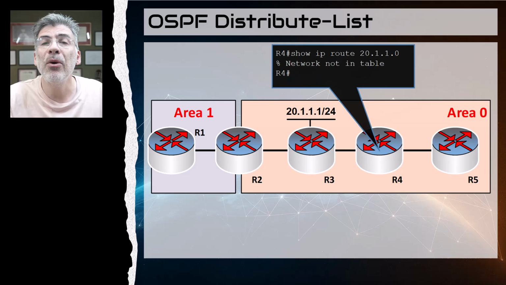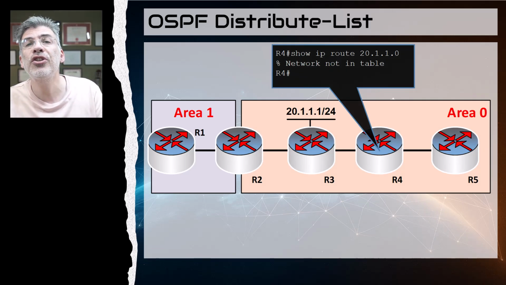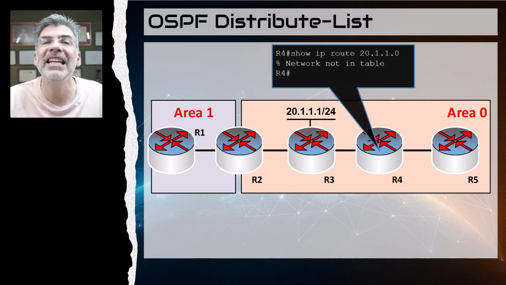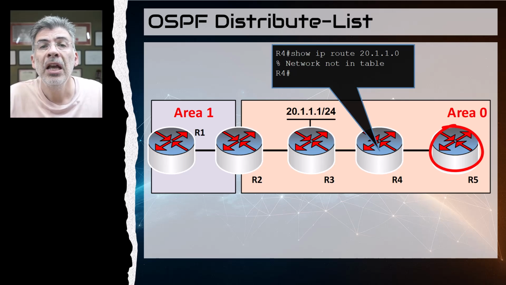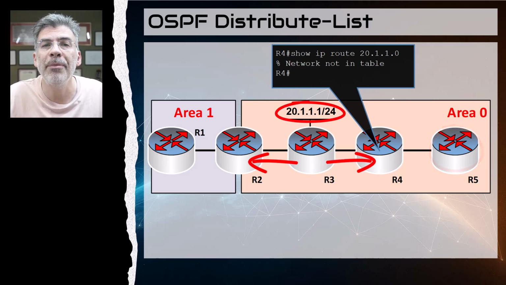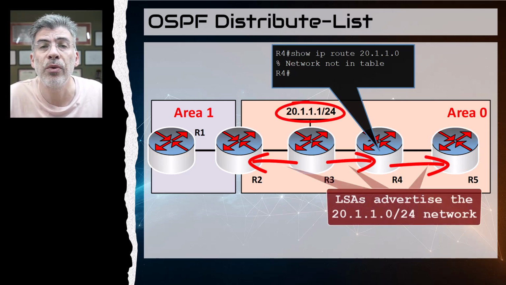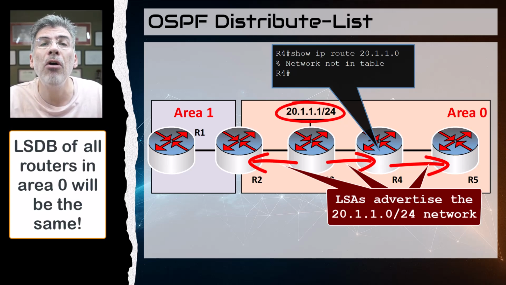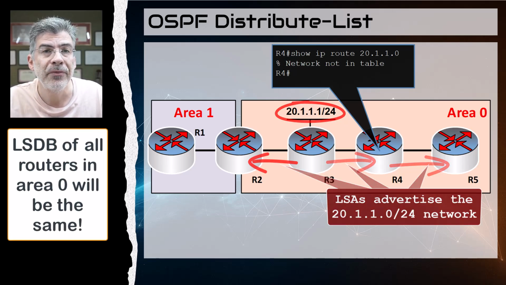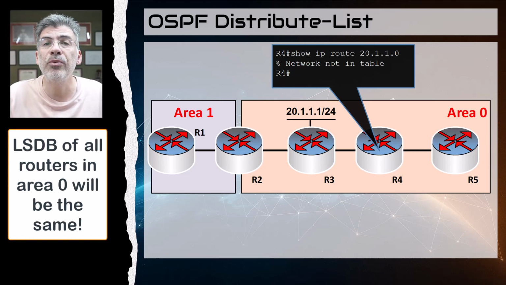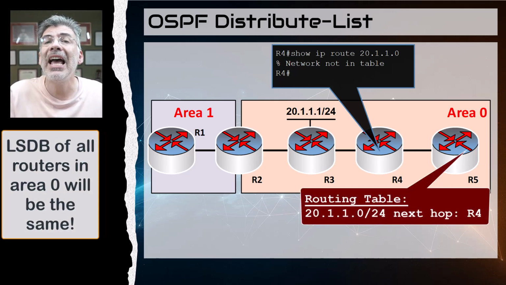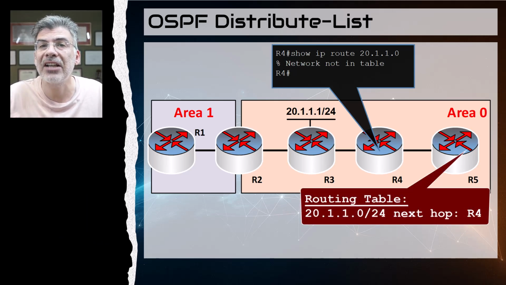Now, one last thing I would like to share with you. This feature should be used carefully because it is easy to black hole traffic if misconfigured. For example, if we add another router to the topology, R5 in this case, like R4, it will learn about the 20.1.1.0/24 network via OSPF. So the LSDB of all these routers will be the same. R5 will install that route in its routing table and will have R4 as the next hop for it.